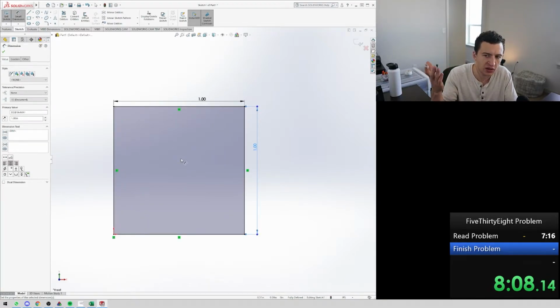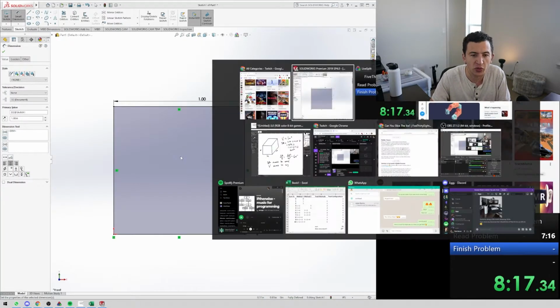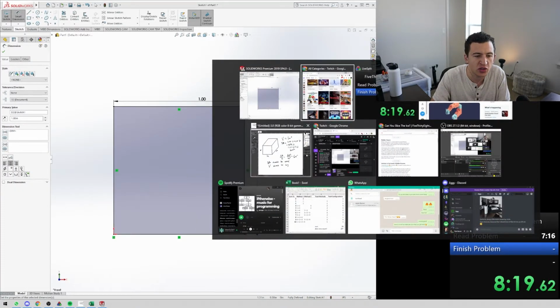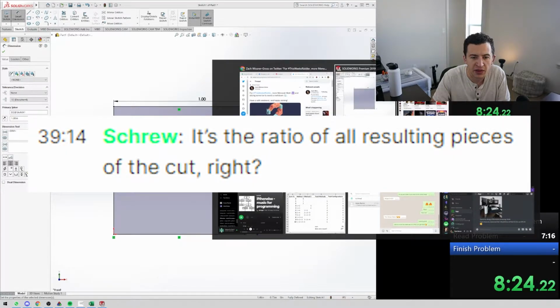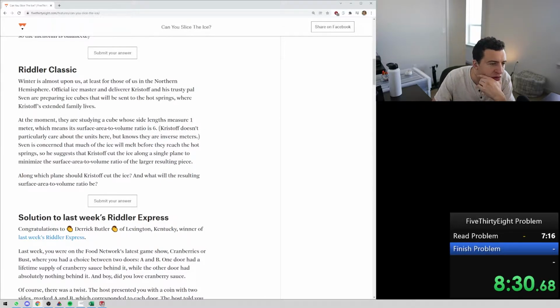What if we cut along this side? What if we cut along this side? It's the ratio of all the resulting pieces. Oh, shoot. So they want the whole meter cubed of ice. They don't want just the piece of it. If that's the case, that is interesting. Of the larger resulting piece. It can't be larger. You can't cut things and make them larger.